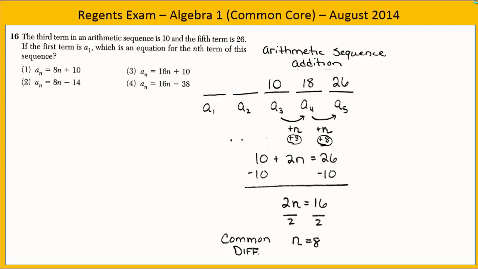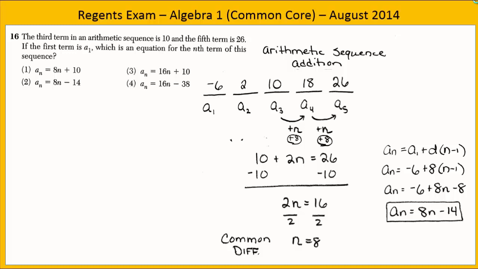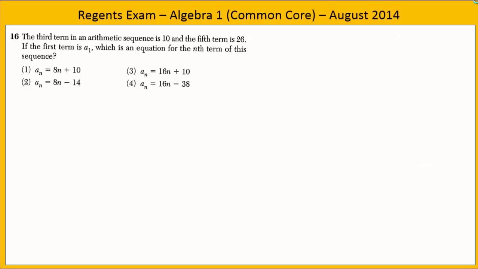Now let's go backwards. 2 plus 8 gave me 10, so the second term must be 2. And what did I add to 8 to get 2? Well, negative 6. Now I have my first term and my common difference, so I can use my formula. An equals a1, the first term, plus the common difference, d, times n minus 1. First term is negative 6, common difference is 8. Distribute the 8, combine like terms, and we see that the equation is an equals 8n minus 14. Choice 2.